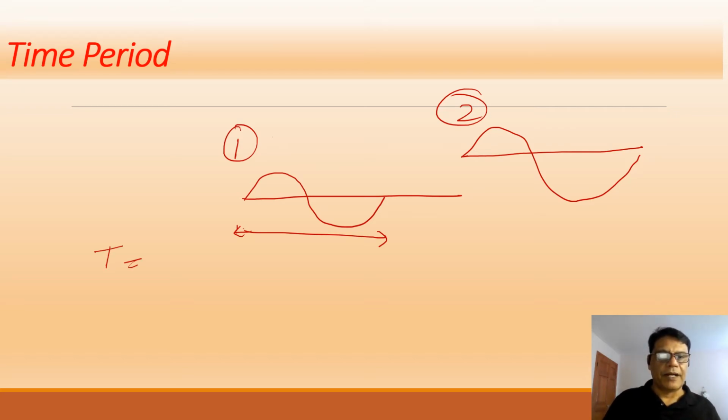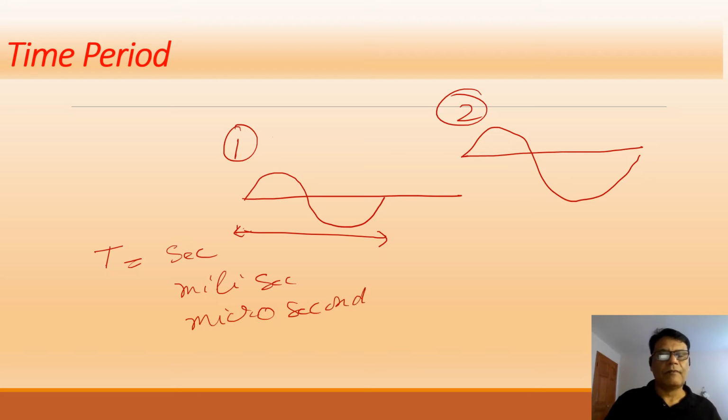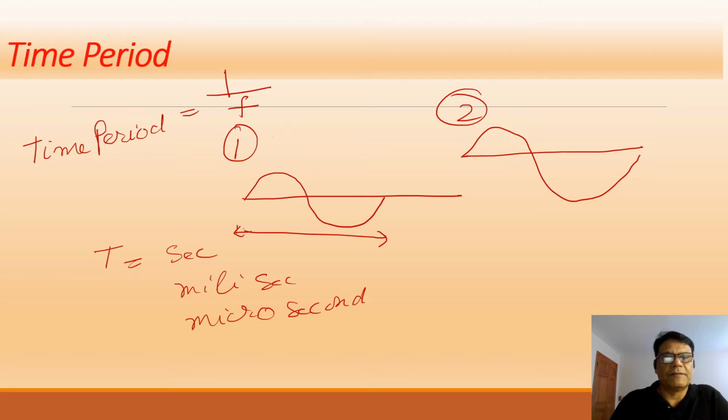It is represented by T, and it has the same units of second, millisecond, and microseconds. If you want to calculate the time period, you have a formula. Time period is the reciprocal of frequency. If the frequency of a wave is given, you can calculate the time period.